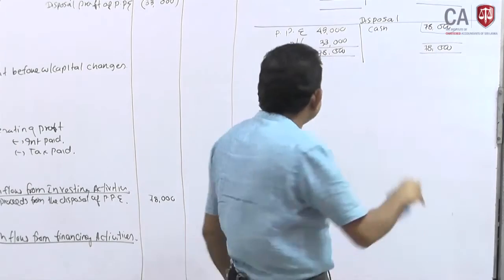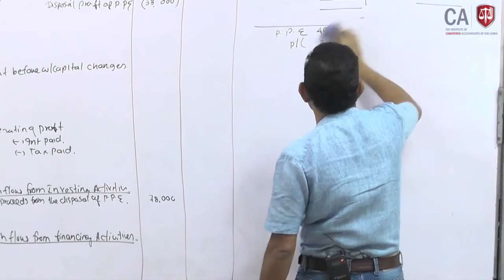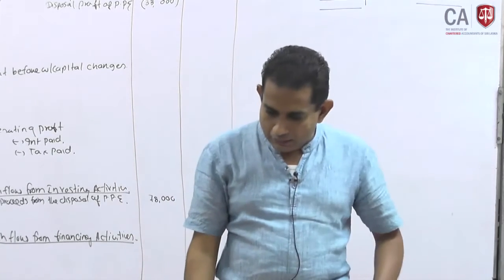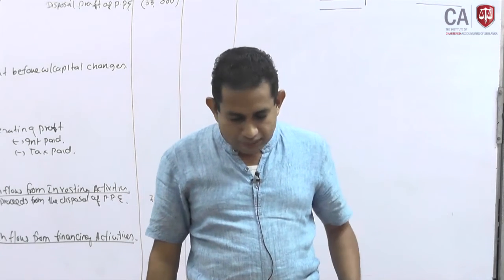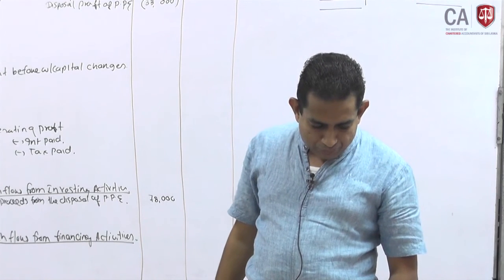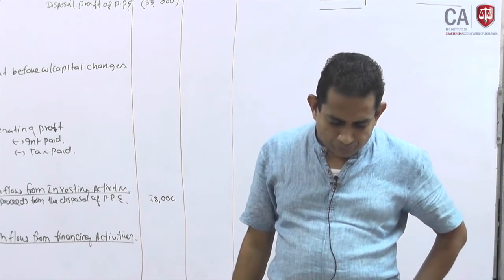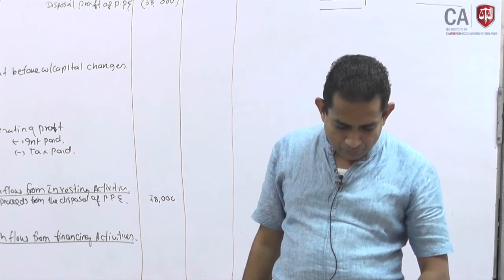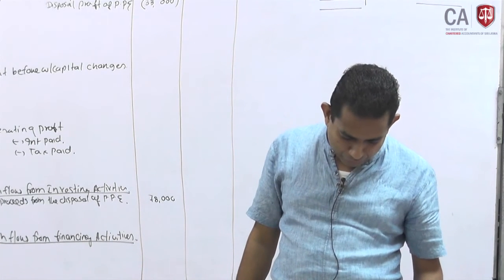So, let me remove this disposal account since I want to have more space, and let us continue with adjustment number 2. There were no disposals of investments or investment properties during the year. Fair value through OCI investments: 100,000 opening balance, and the closing balance is 145,000.